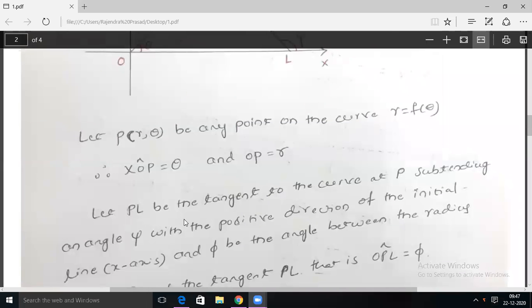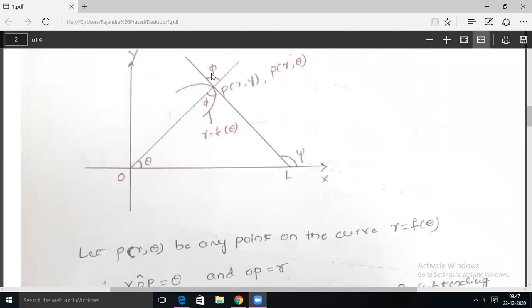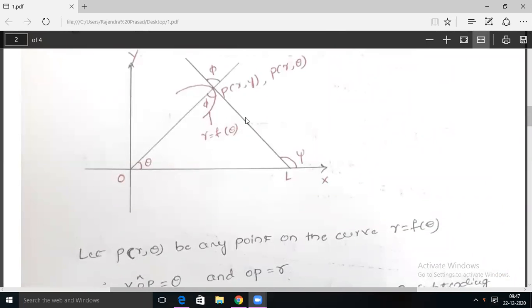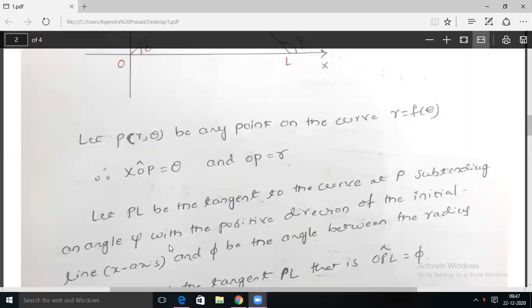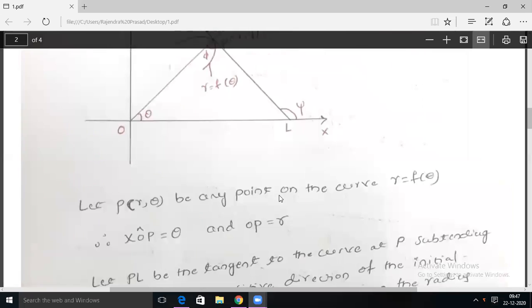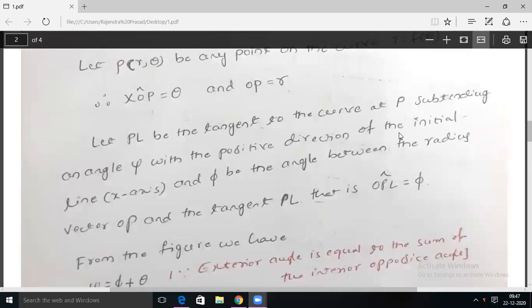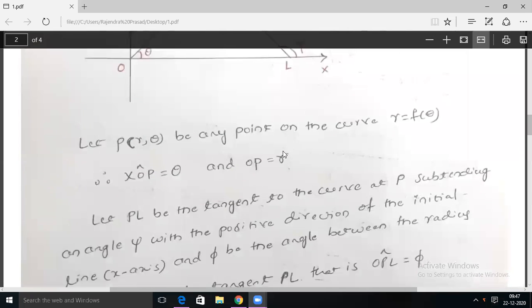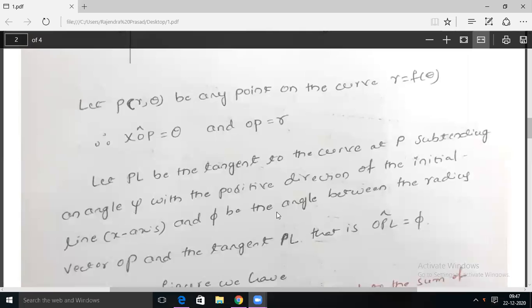Next here, let PL be the tangent to the curve at P. See here, PL is the tangent here, right? Let PL be the tangent at P, subtending an angle psi with the positive direction of the initial line. So here the angle psi is formed. PL be the tangent to the curve at P, subtending an angle psi with the positive direction of the initial line.